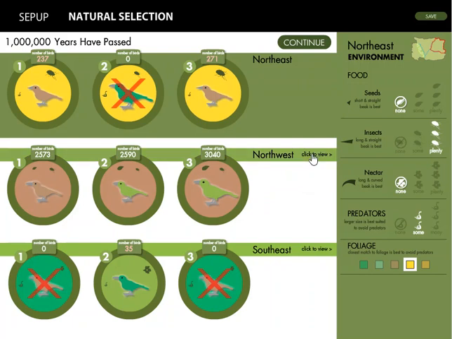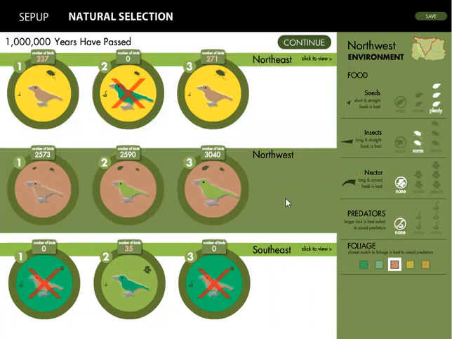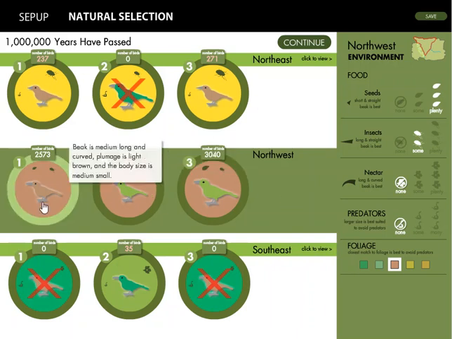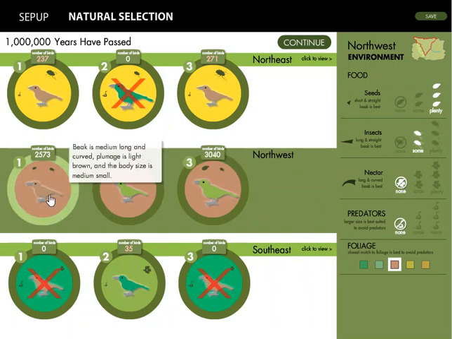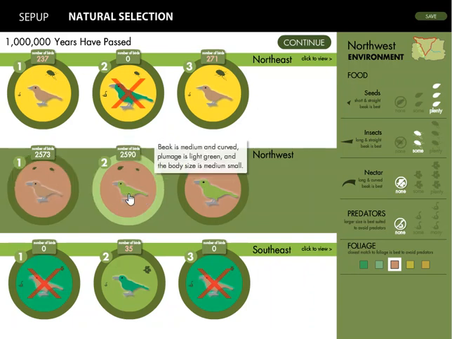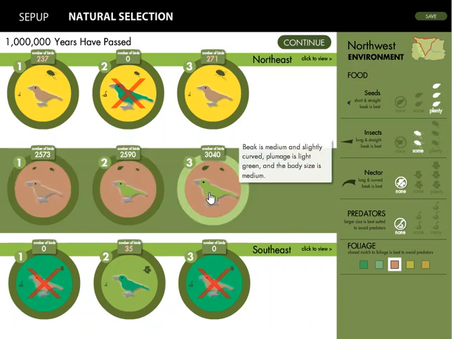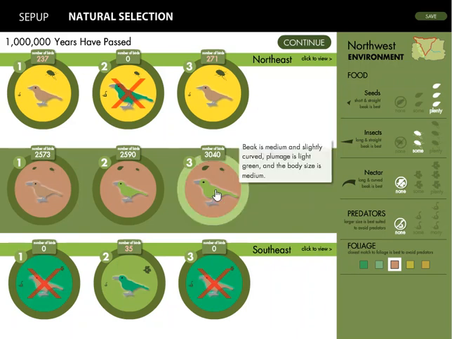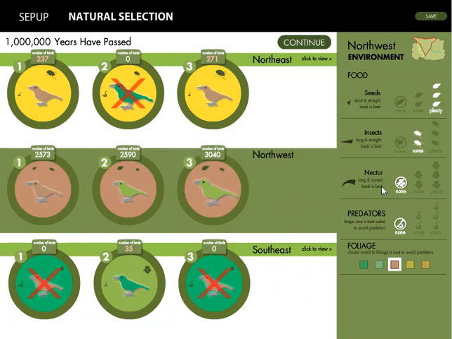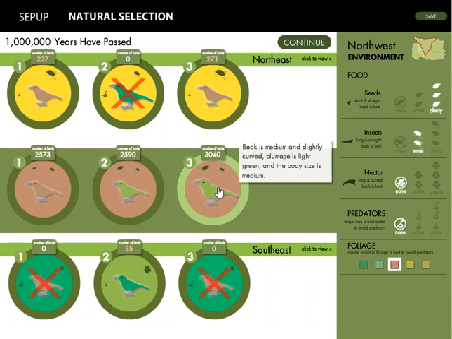Now in the Northwest, which seems like utopia for this type of bird, we have three varieties. We have plenty of seeds, some insects, no nectar at this point, but no predators. So medium long curved beak, medium curved beak, medium slightly curved beak. And you can remember they were curved for quite a while because there was nectar sometimes and then no nectar and then the nectar came back. So their beak's slight curvature kind of pervaded throughout their population. Even though there's none now, there might be nectar again in the next 50,000 years.